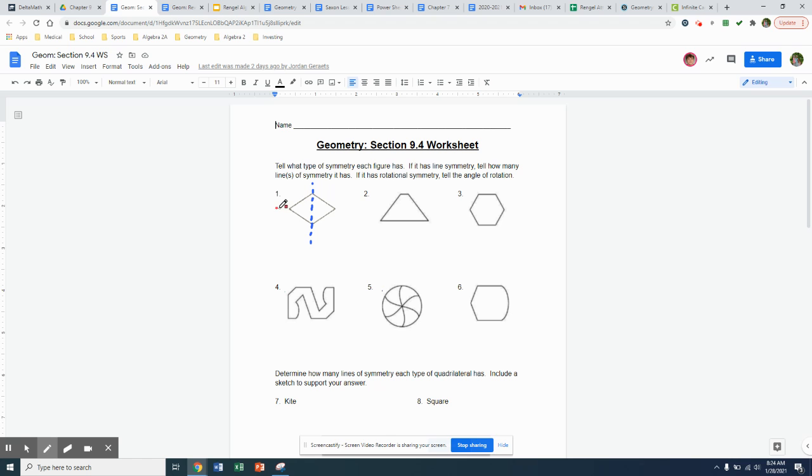Also, you could go from here to here. So this one would have two lines of symmetry. And then again, if I folded this over that way, that's going to match up perfectly.